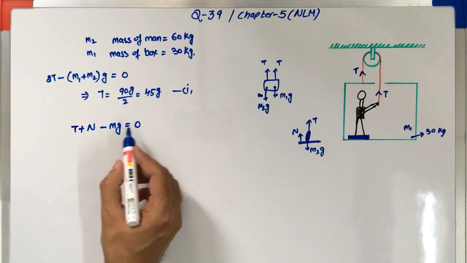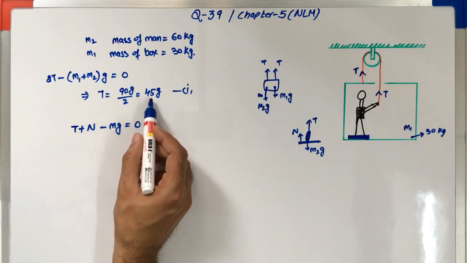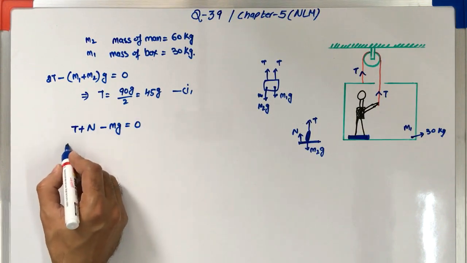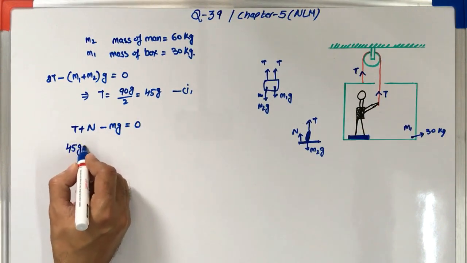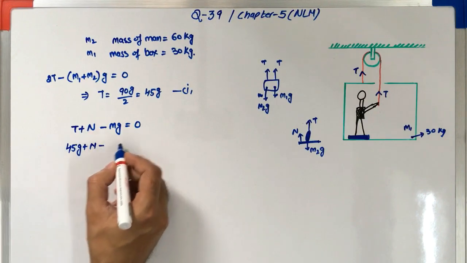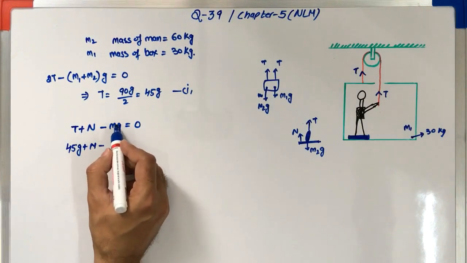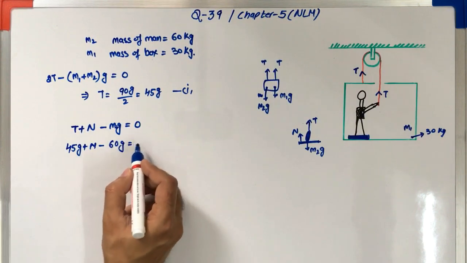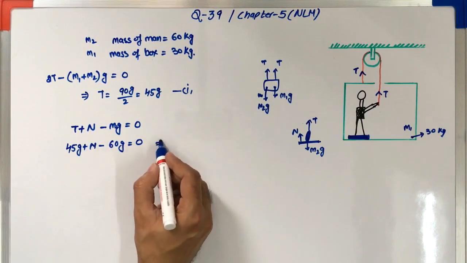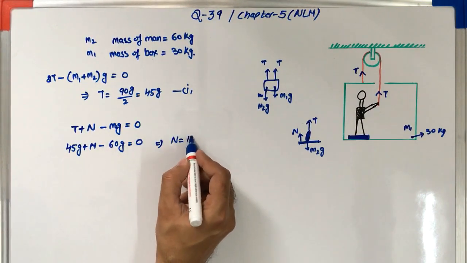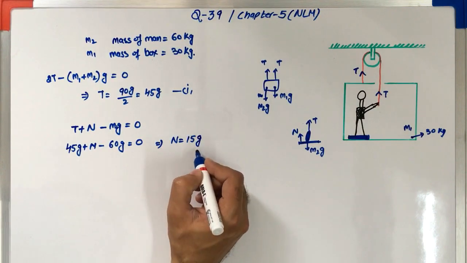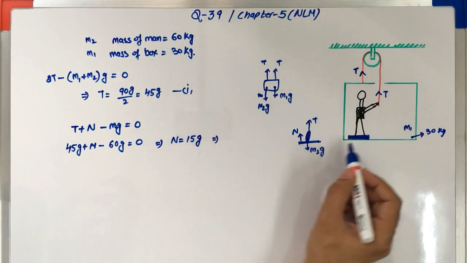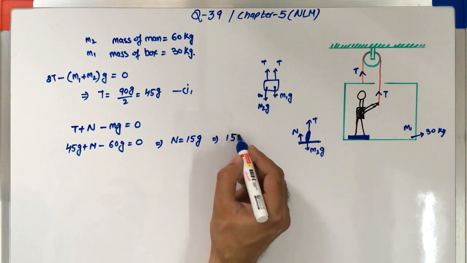If I put the value of T from equation 1 here, this becomes 45g plus N minus 60g is equal to 0. So N is equal to 15g. That means the reading of the machine is going to be 15 kg.